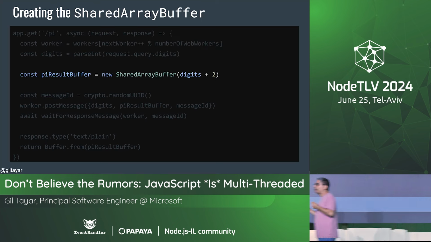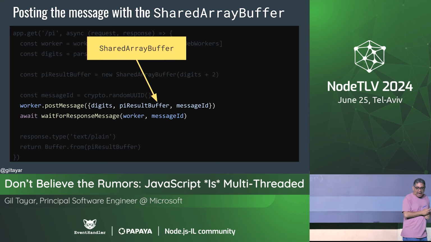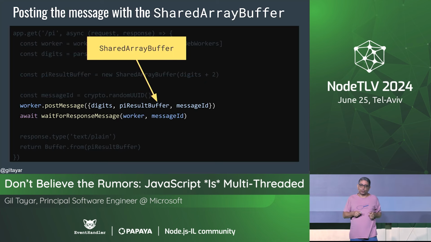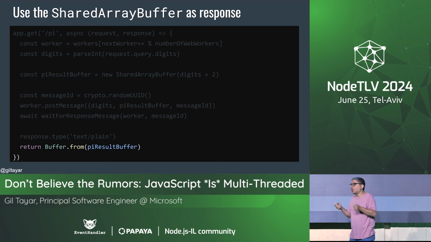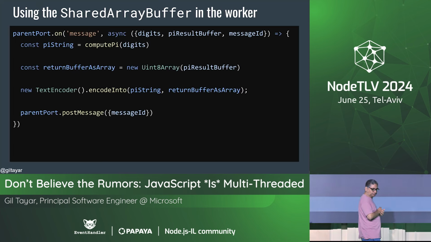So the usual preamble: choose a worker and get the number of digits to calculate. We create a new shared array buffer. The number of digits +2. The +2 is for the 3 dot blah blah blah. Remember, pi starts with 3 dot. Okay. And I post a message with the result buffer. I send the shared array buffer to the worker, and I wait for the response. And boom, once I get the response, it's a shared array buffer. I can't return it. I have to wrap it with a buffer.from. This is not a copying, this is a wrapping. So this is good. Let's look at the worker.